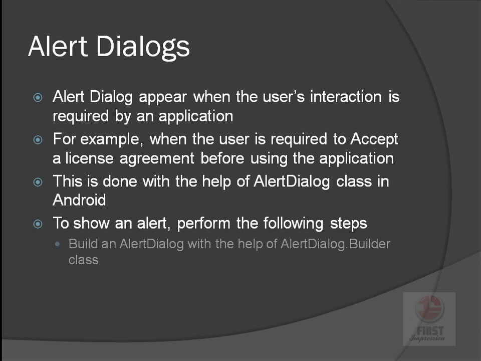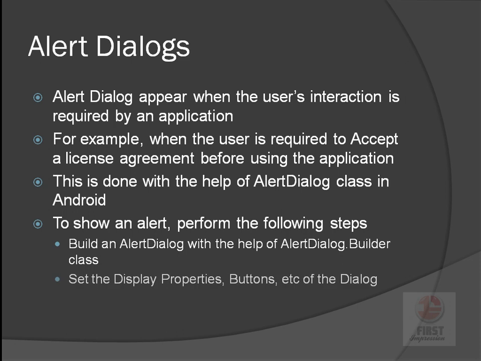First of all, you have to build an alert dialog with the help of the AlertDialog.Builder class. There is a builder class for alert dialog. You have to first build an alert dialog with the help of this class. After building the dialog, you have to set the properties of the alert dialog. The properties can be the title of the dialog, the message on the dialog, the buttons of the dialog, etc.